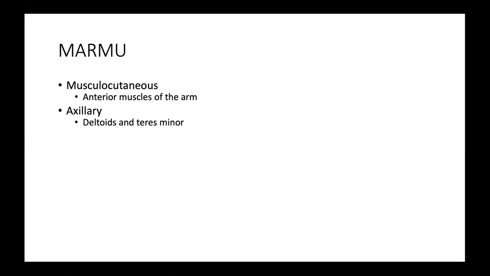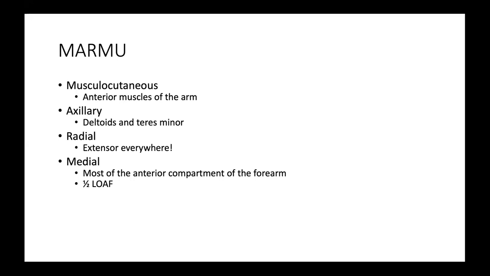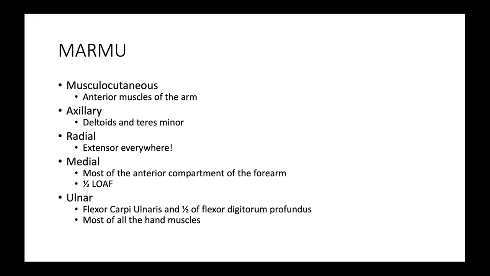Median, this one you do need to know. Most of the anterior compartment of the forearm, and the half loaf. Have you heard of half loaf? Yeah, the lateral half of the lumbricals, and then your thenar muscles. And ulnar, do remember this, it's flexor carpi ulnaris and half of flexor digitorum profundus, the medial half. And then just think, well, if it's not half loaf, it's got to be ulnar in your hands.